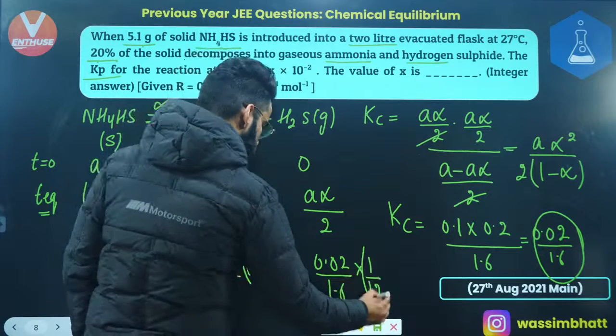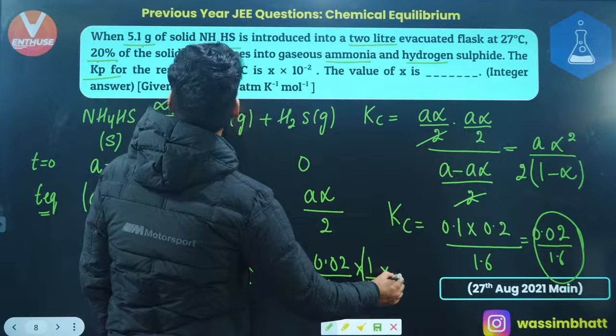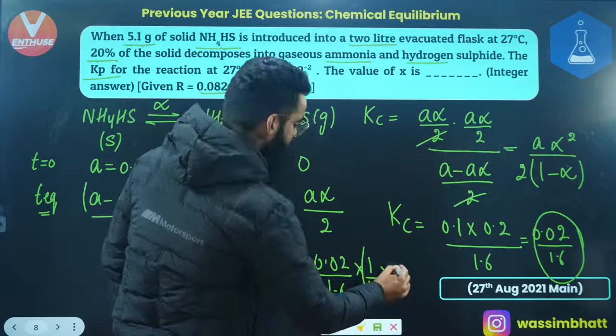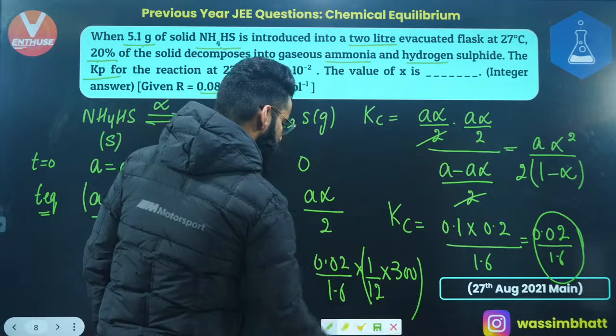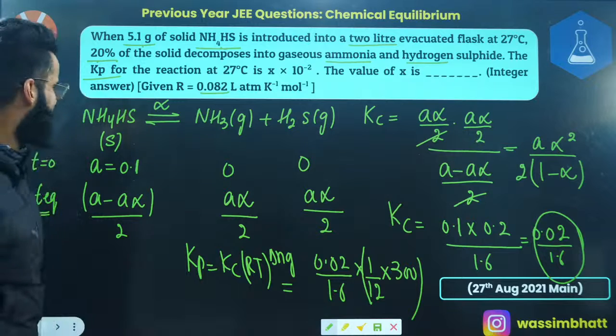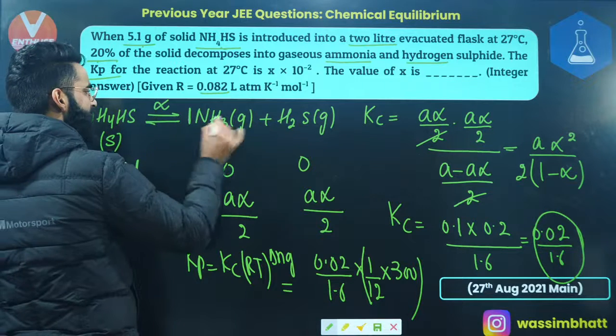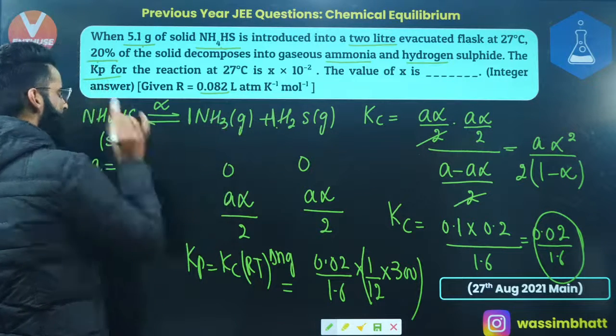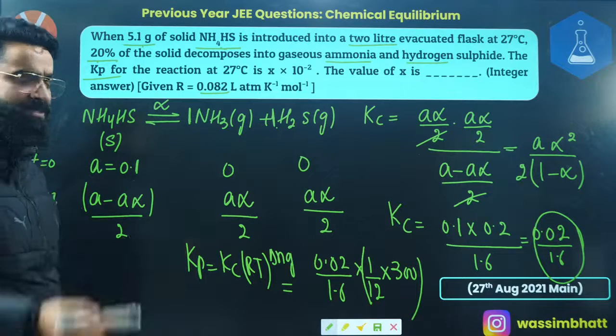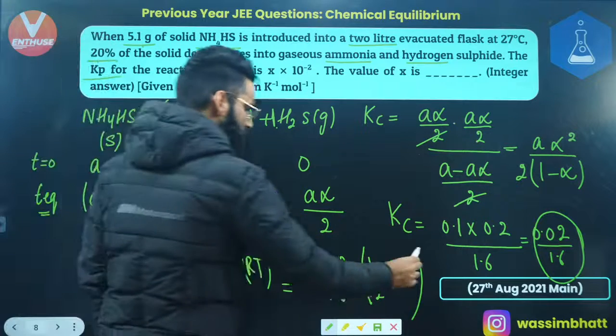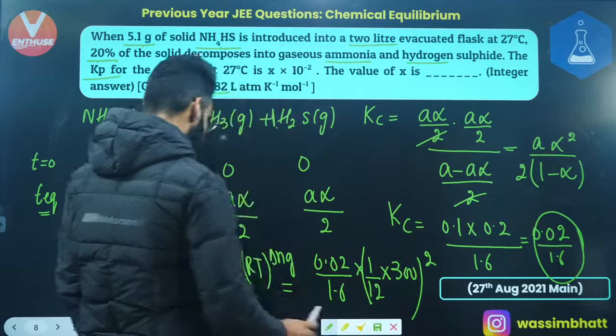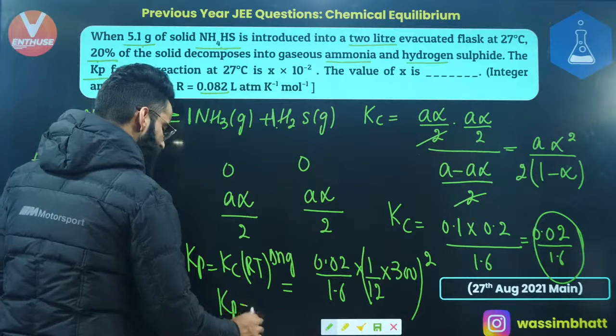Multiplied by temperature. Temperature is given to me as 27 degrees centigrade, that means 300 Kelvin, raised to the power delta Ng. Delta Ng means number of moles of gaseous products, which is 1 plus 1, 2, minus number of moles of gaseous reactant, which is 0. So 2 minus 0 comes out to be 2, right? So just solve this part, get the value of Kp, which I was supposed to calculate.